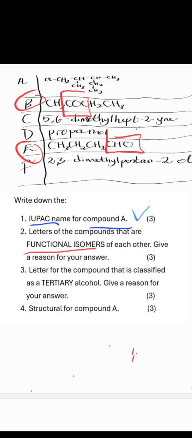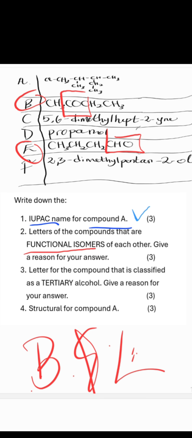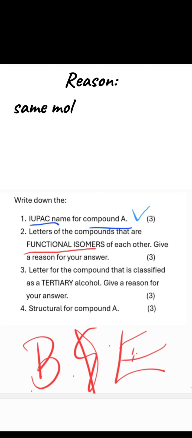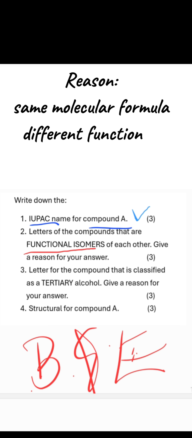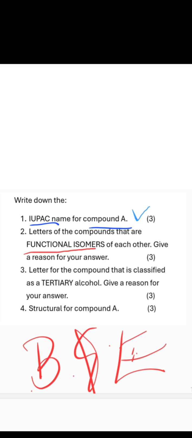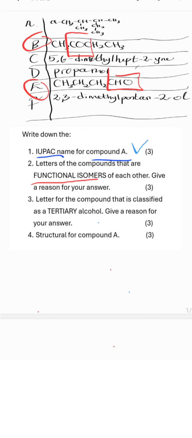So these two here, B and E, are the solution. So the solution for this one, of course, will be B and E. That is the solution that we will have for number 2 as functional isomers. So we've done number 2. So let us go to number 3.